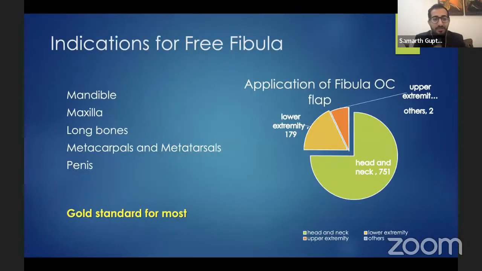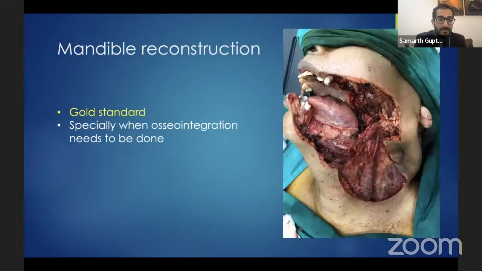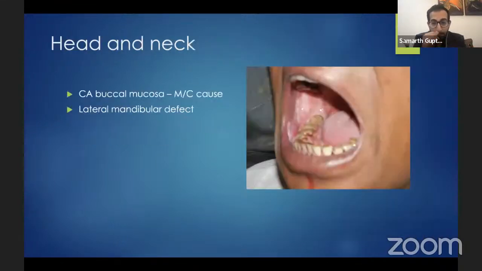So the indications of free fibula are many: mandible, maxilla, long bones, metacarpals, metatarsals, penis reconstruction. Most commonly, it is used for mandibular reconstruction in head and neck. In the head and neck region, the free fibula is utilized for patients where we have huge defects. In this patient, you can see the entire lateral part of the mandible is gone. And for mandible reconstruction, free fibula is the gold standard.